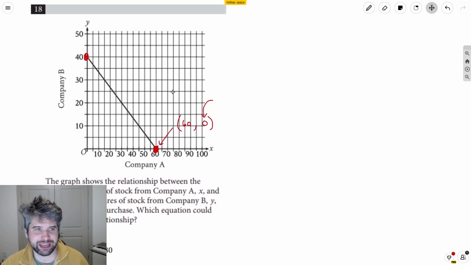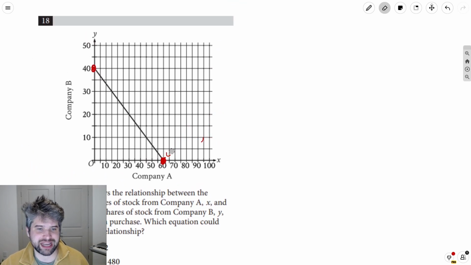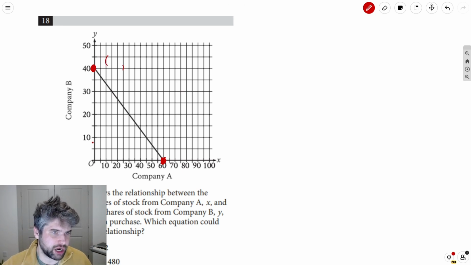The same thing, but reversed, applies to the y-intercept. Here is the y-intercept. Here we know the y-coordinate is 40 because we're up 40. How far left or right are we? Well, in order to be on the y-axis, you can't be any left or right.